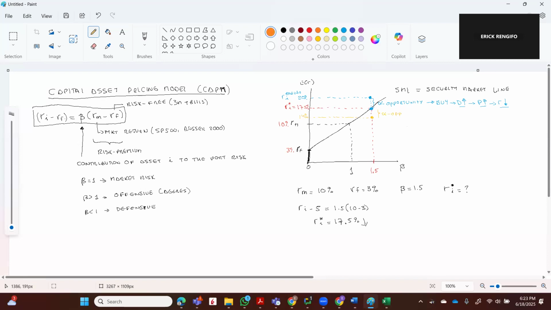This is also called an alpha opportunity. But in this case, what do you do? Is this alpha opportunity good or bad? If you have one asset that is supposed to produce 17.5 and it's only producing 14, what do you do with this asset? You buy or you sell?